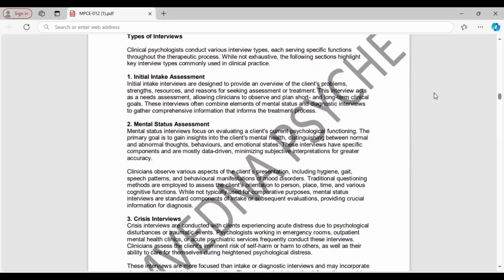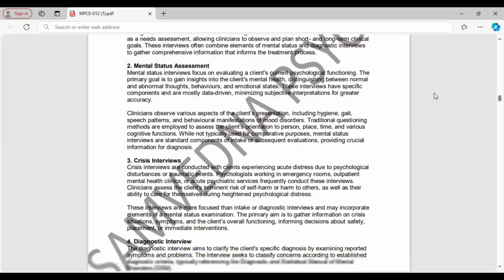Initial intake assessment interview. This interview provides an overview of the client's problems and helps plan clinical goals. It often includes elements of mental status and diagnostic interviews to gather comprehensive information. Mental status assessment. It assesses current psychological functioning, focusing on distinguishing between normal and abnormal behaviors. Clinicians observe various aspects like speech, mood, and cognitive functions to aid in diagnosis.